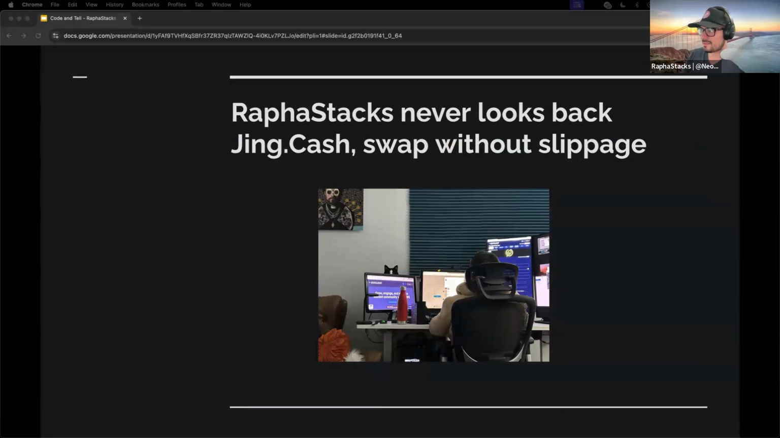That's why I'm building on Stacks. I don't want to look back, and it's hard, but I enjoy it. And today I'm building this Jing.Cash, so the ability to swap between Bitcoin and Stacks in a peer-to-peer way.